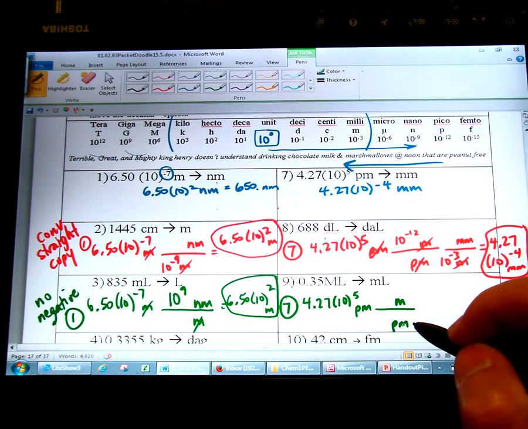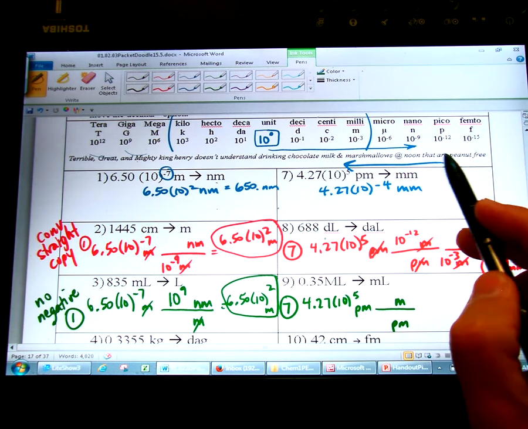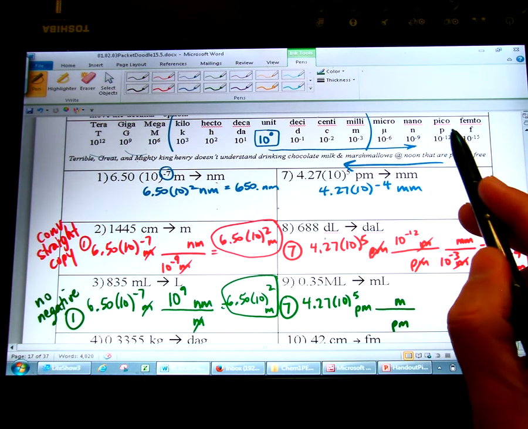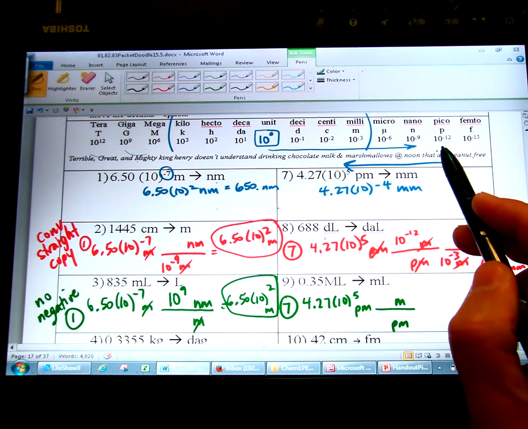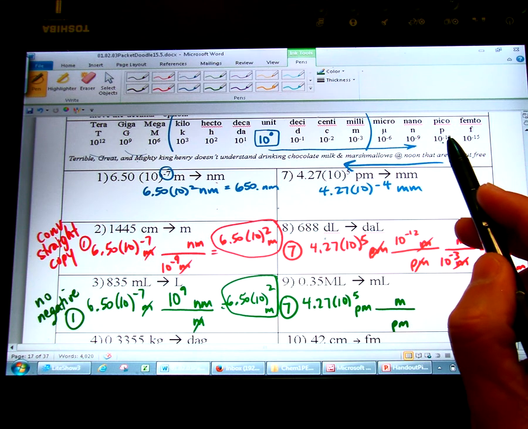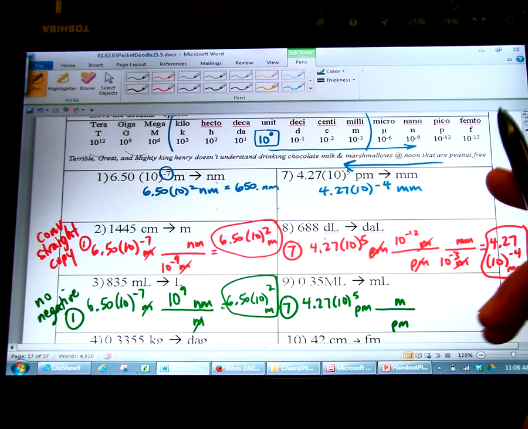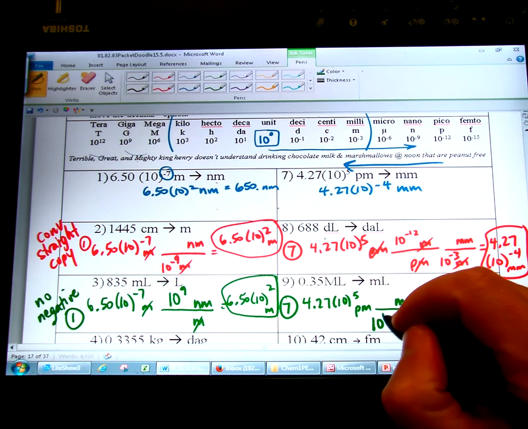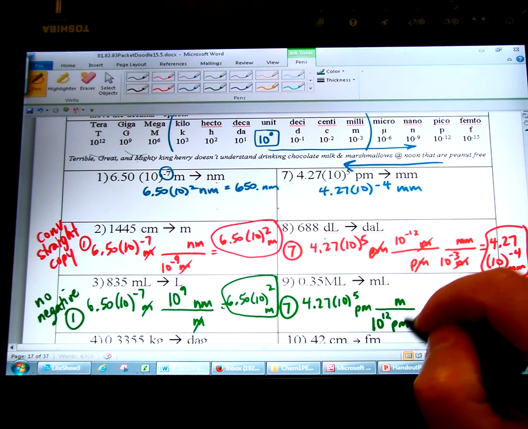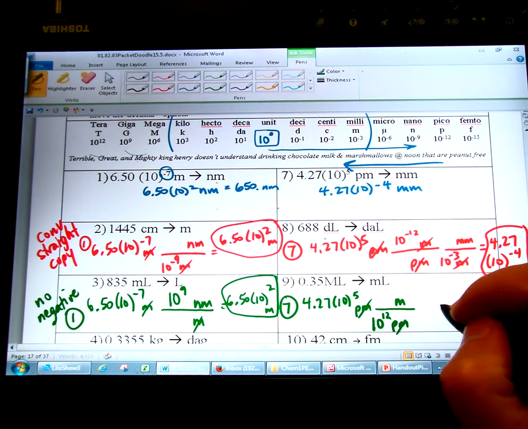Again, I need to ask myself, are picometers really, really big or really, really small? The answer is they're very, very small. So that means there are a lot of picometers in 1 meter. How many picometers? 10 to the 12th. So there are 10 to the 12th picometers in 1 meter. That got rid of pico.